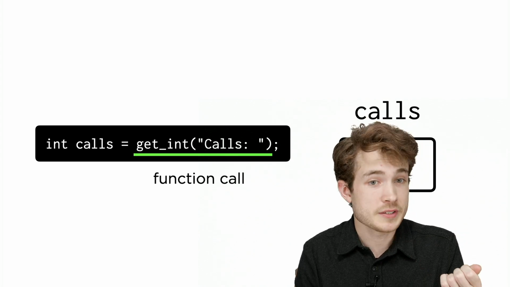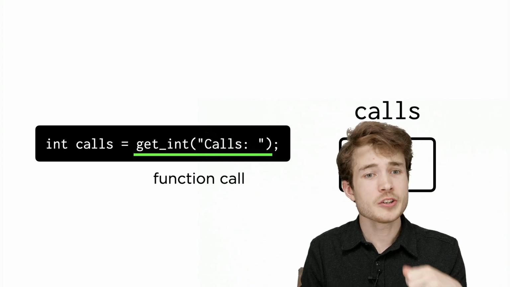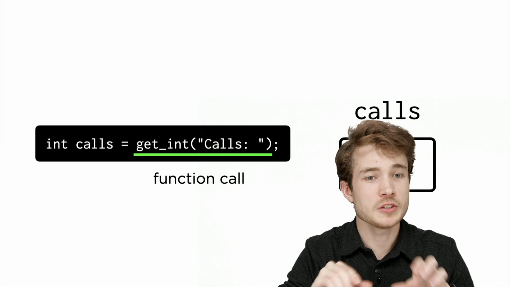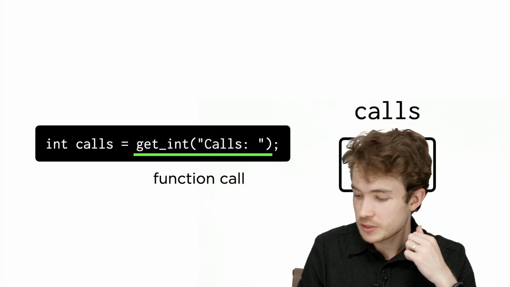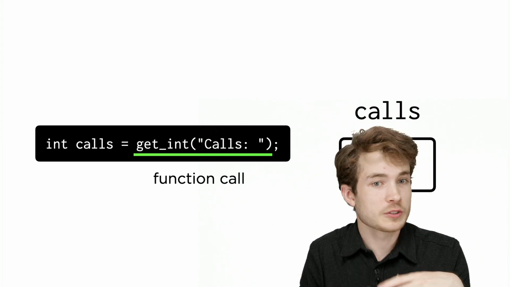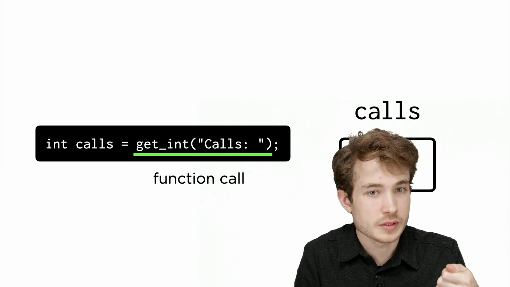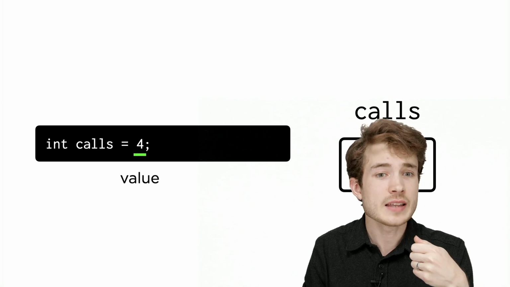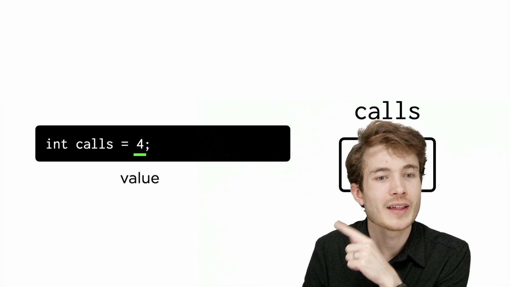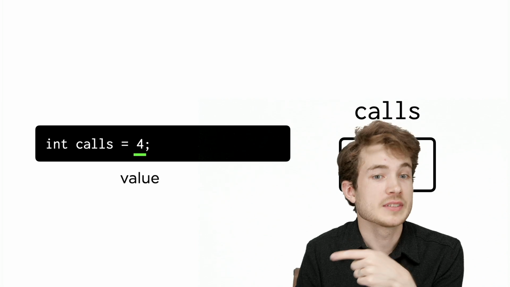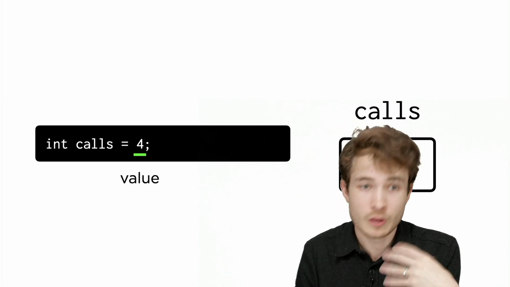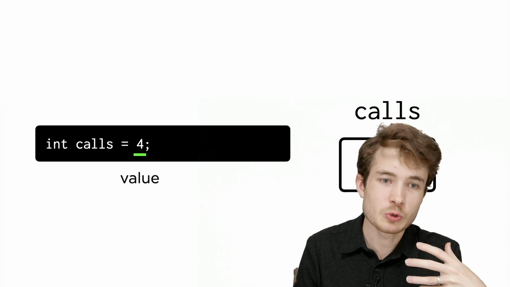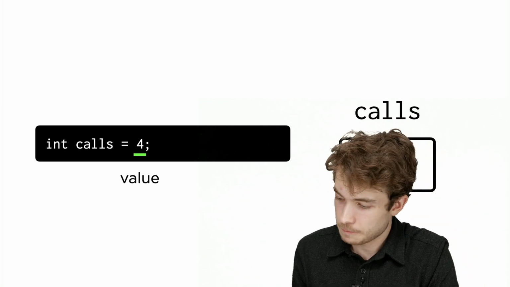Well, the whole point of getInt is that once it finishes running, it returns to us, or gives us back, the value the user entered. So let's say they enter this value 4. Well, it's kind of like saying this function runs and gets almost replaced by this value 4, such that in the end, it's almost exactly like writing some code like this. Int calls gets the value 4. How do we get that? By running this function called getInt that returned to us what the user typed in.